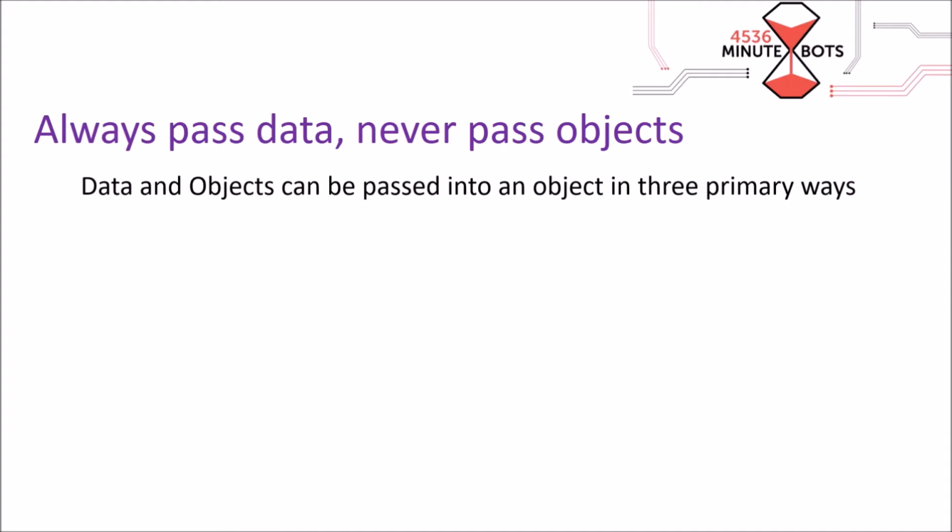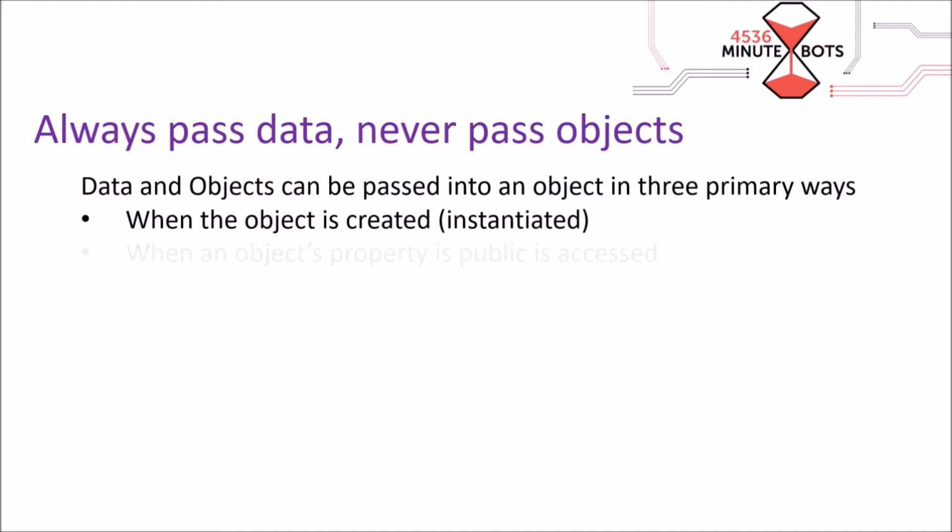So data and objects can be passed in three primary ways into an object, or accessed from within an object. First of all, when an object is created or instantiated, you can pass it parameters. Parameters are the things that define the object, and one of the things you can pass in could be an object.